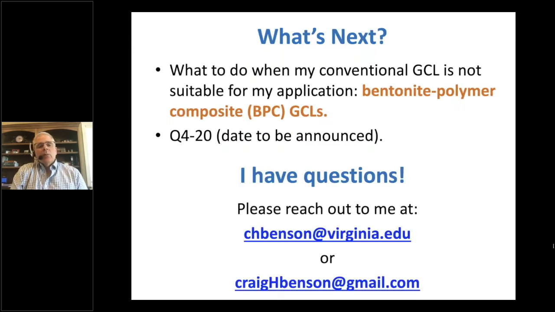What's next? Well, we're at the point now where you know where a conventional GCL will work and where it won't. And where, if you're dealing with applications where it won't, then we want to go to bentonite polymer composite GCL. These other products I talked about. And these are really interesting products, but they're really different animals. They require different testing. They really require a different frame of mind, different chemical issues. We'll have a comprehensive webinar on those products and how to engineer with them next quarter. So that'll be announced. I look forward to presenting that. I spent the last decade working on those products at length. And so that's coming.